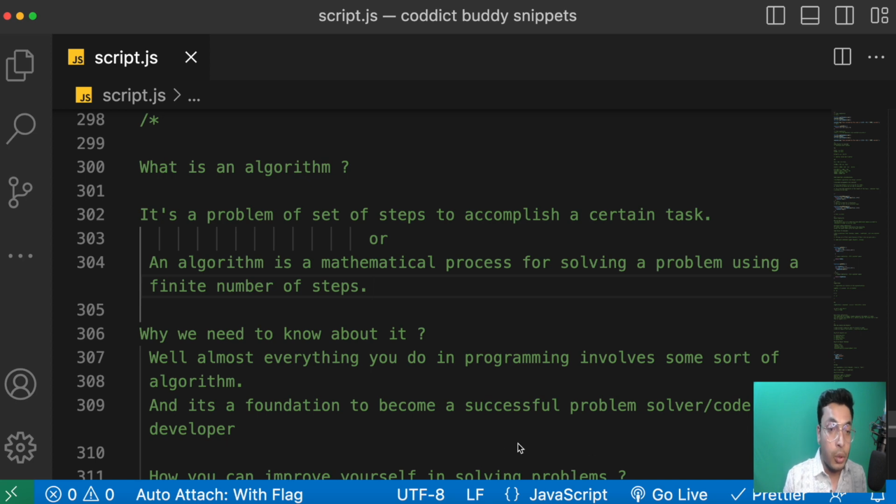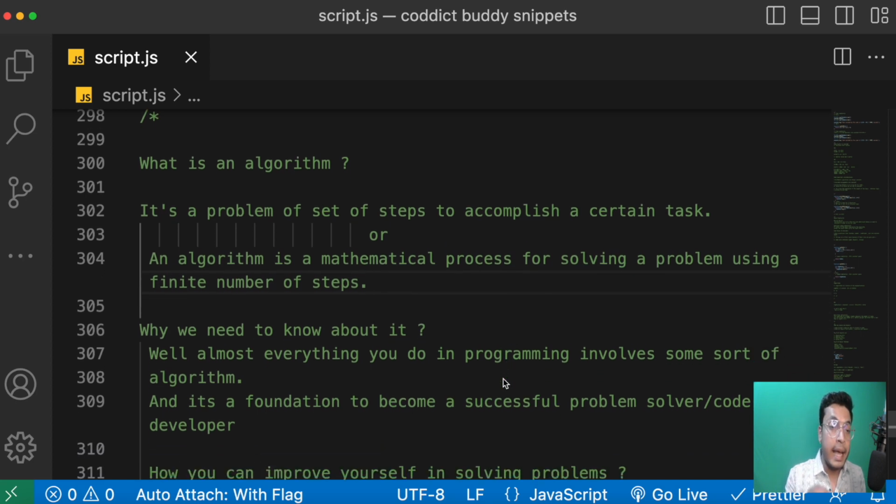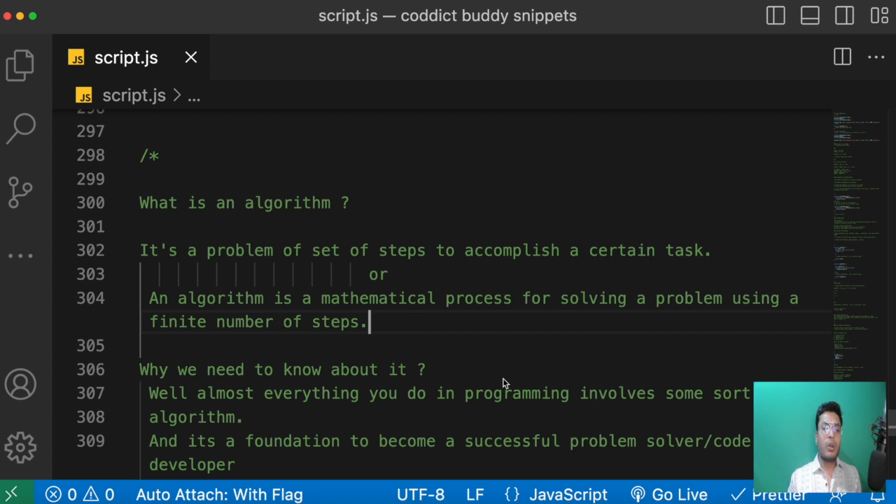So let's start with what is an algorithm. An algorithm is basically a set of steps to accomplish a certain task. Or in a more formal definition, an algorithm is a mathematical process of solving a problem using a finite number of steps. In simple words, let's say you are tying your shoelaces. For that also you are doing some steps, right? Those steps to achieve the solution of a particular problem are called an algorithm.